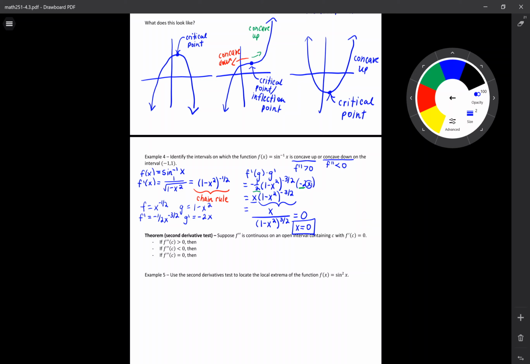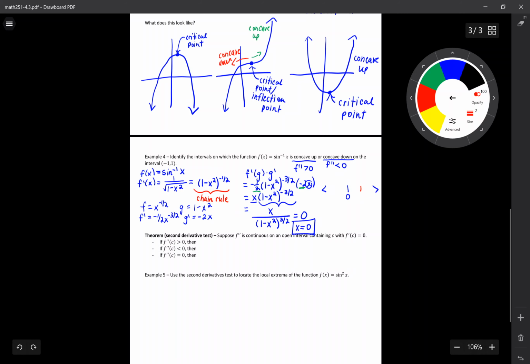Then I am going to make a number line again, and I'm going to include my critical point here, which is x equals 0. And I'm going to pick any point on either side of this. I'll pick 1 and negative 1. Oh, you know, I can't pick those, can I? Because that makes my denominator equal to 0.